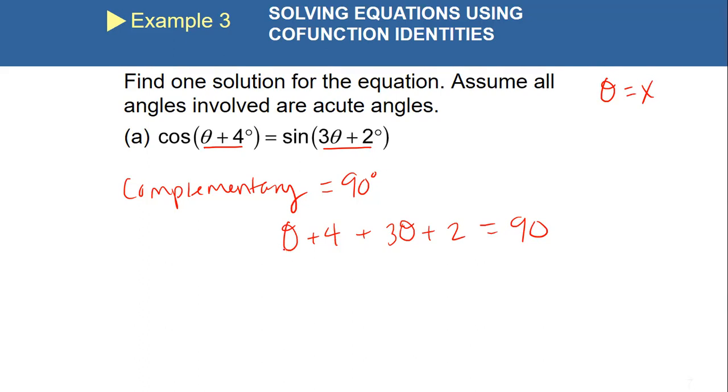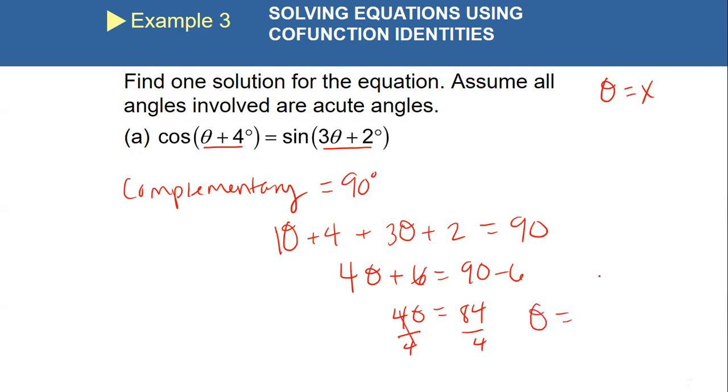All right, combining like terms. So I have 1 theta plus 3 theta is 4 theta. I have 4 plus 2 is 6. Okay, what do I need to do to get theta by itself? Subtract the 6, and we're left with 4 theta equals 84. And then what do I need to do? Divide by 4. So what would theta have to be? Theta would equal 21.